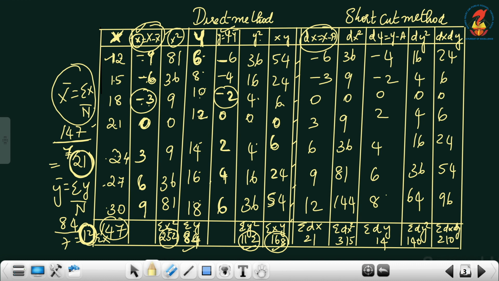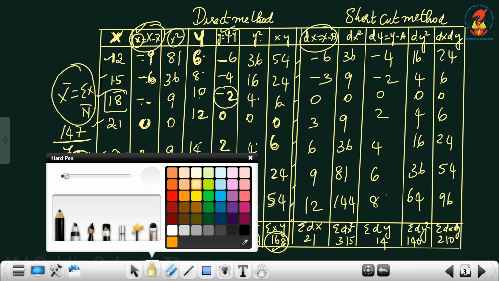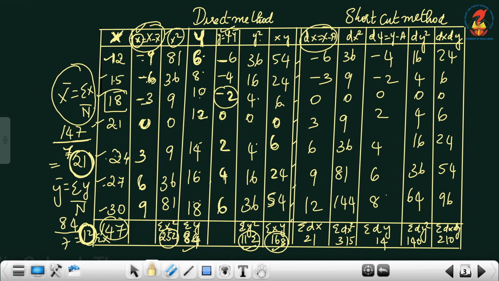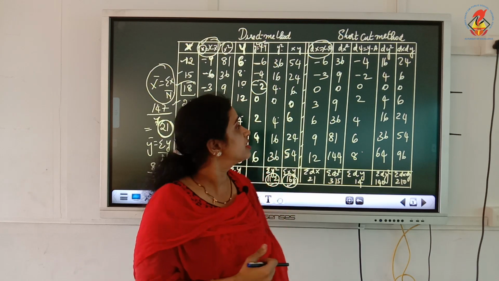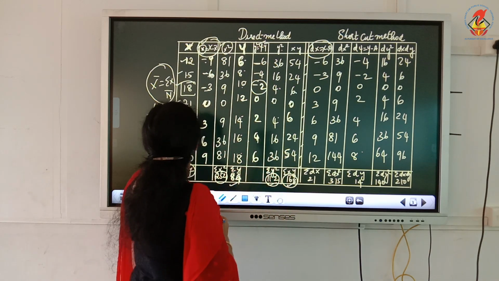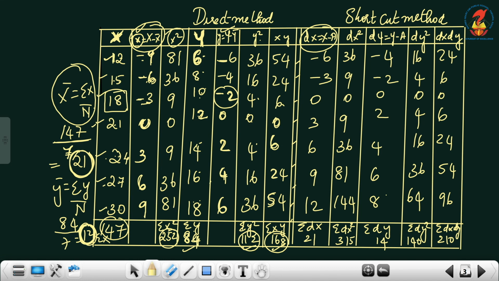Now take the x variable. X variables are 12, 15, 18, 21, 24, 27 and 28. We have to take one value of x as the assumed mean. Let us take this 18 as the assumed mean. 18 is the assumed mean for the x value. Okay, now from this assumed mean, you have to find out the deviation of all other x values.